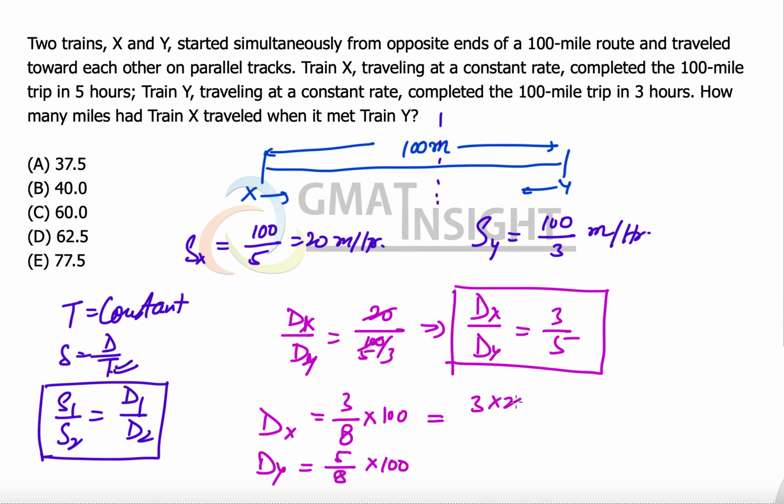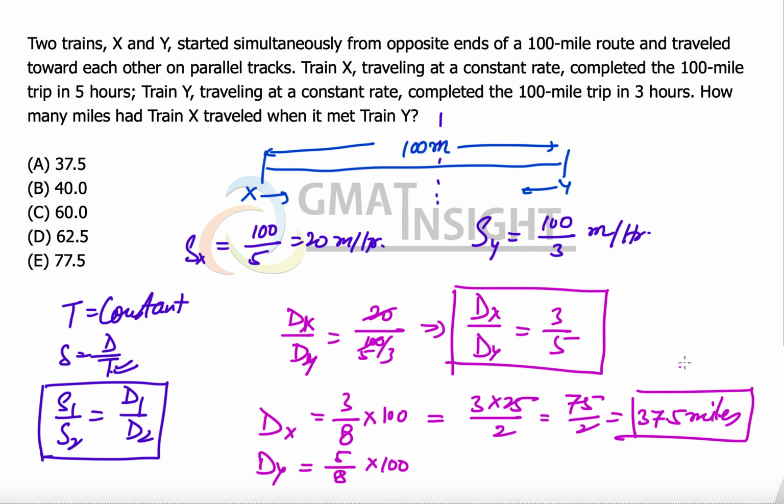So this becomes 3 times 25 divided by 2, 75 divided by 2. So that becomes 37.5 miles. And that's what our answer is, which is option A.